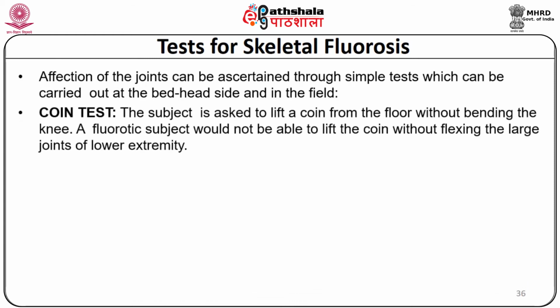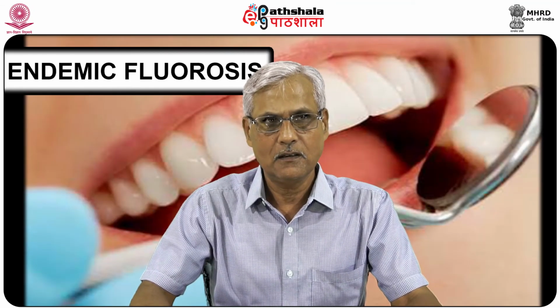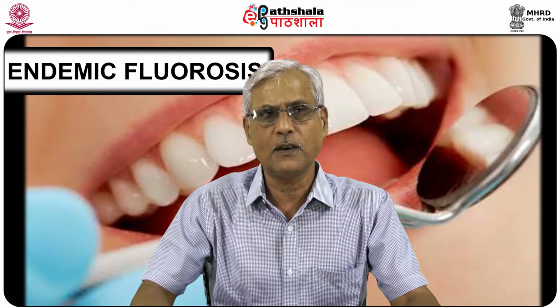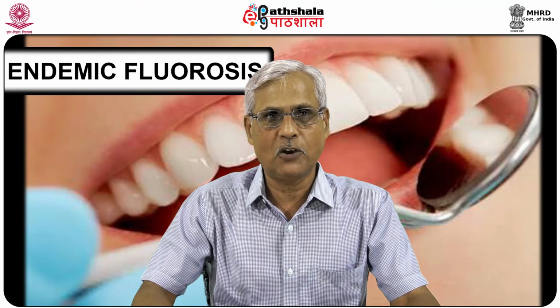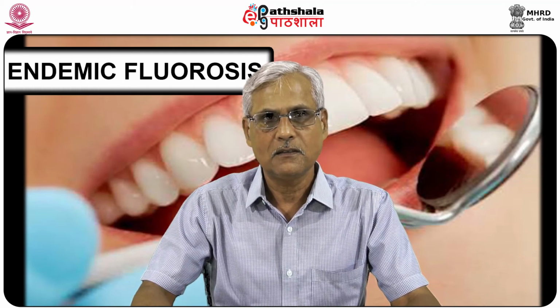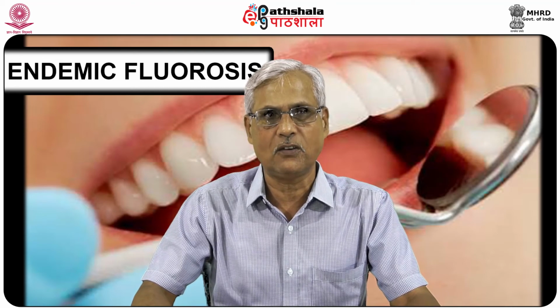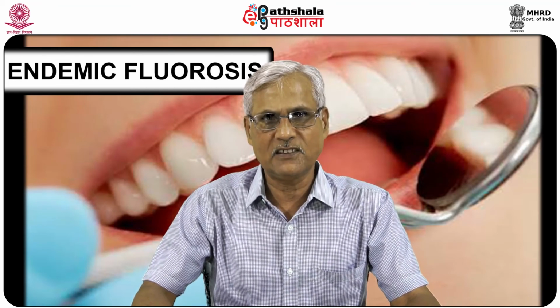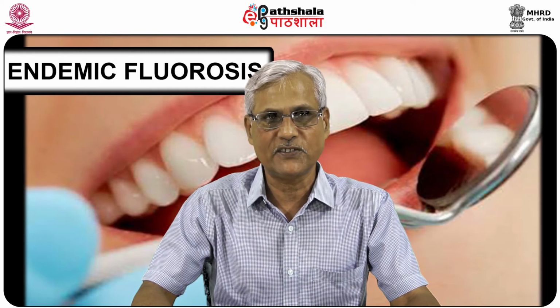One is the Quant test. The subject is asked to lift a coin from the floor without bending the knee. So, a fluorotic subject would not be able to lift the coin without flexing the large joints of the lower extremity. This is the first and foremost test which can be done in the field situation, and that clearly demonstrates that there is a problem in the flexing of the lower joint. The second test, which is very important, is the chin test. What is done here? The subject is asked to touch the anterior wall of the chest with the chin. If there is pain or stiffness in the neck, it indicates presence of fluorosis.